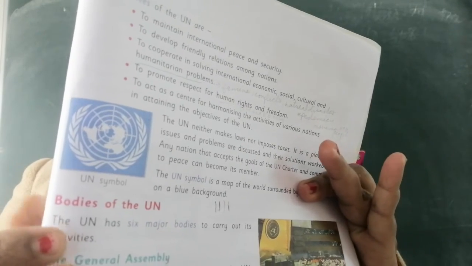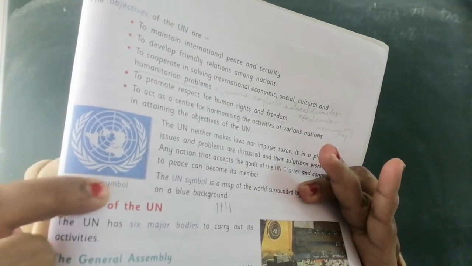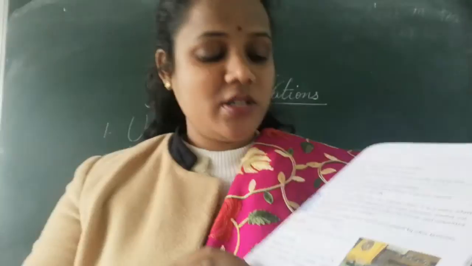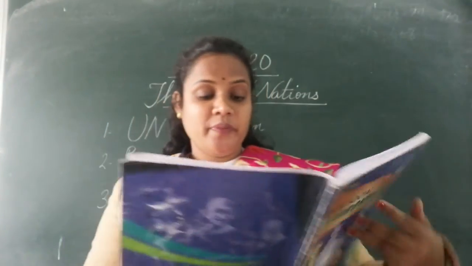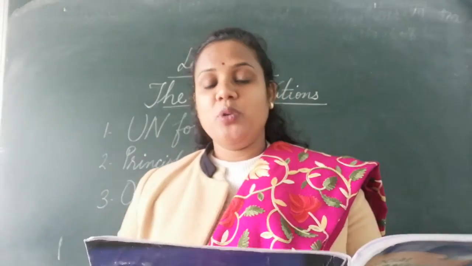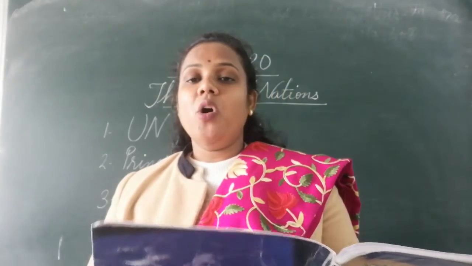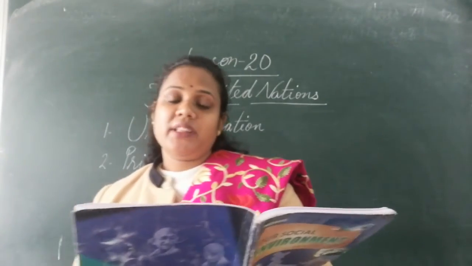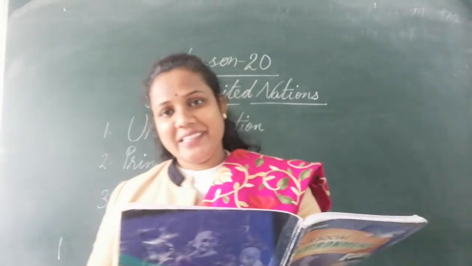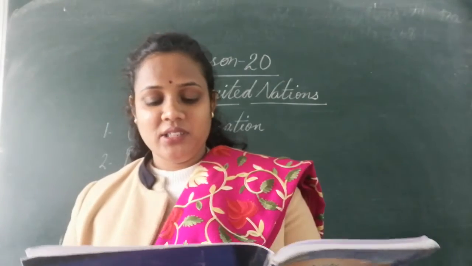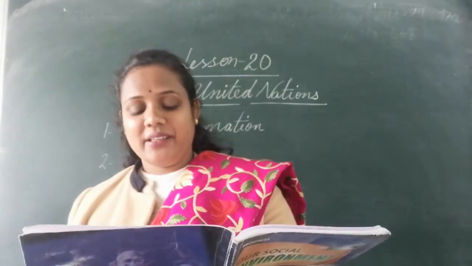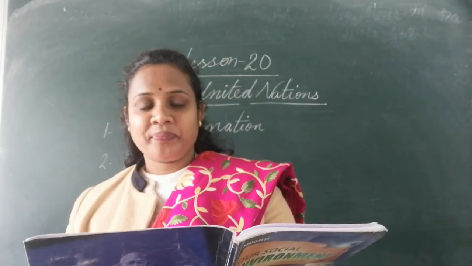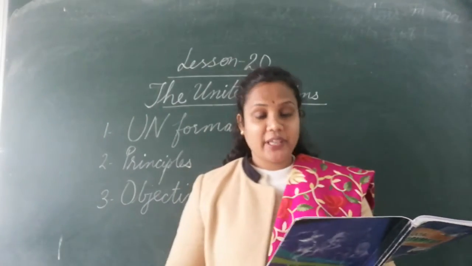Okay, see here the UN symbol, here they have shown you some leaves. And inside there is a world map. So the UN symbol is a map of the world surrounded by olive branches. जैतून की पत्तियां होती हैं, उसको चारों तरफ से घेरा हुआ है. That is the symbol on a blue background. So that's the symbol. Okay, so we have this much for today.